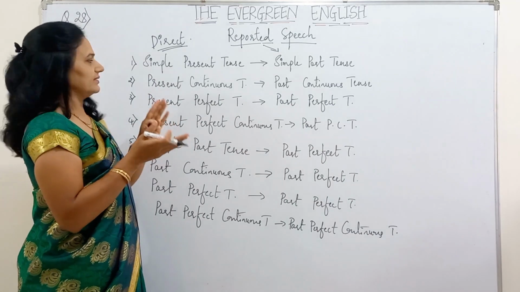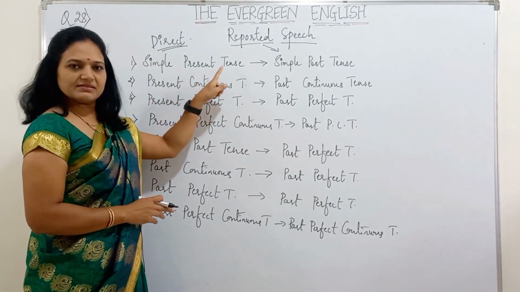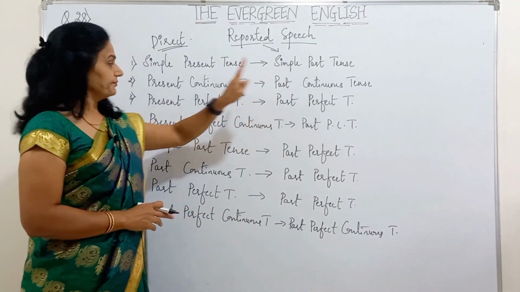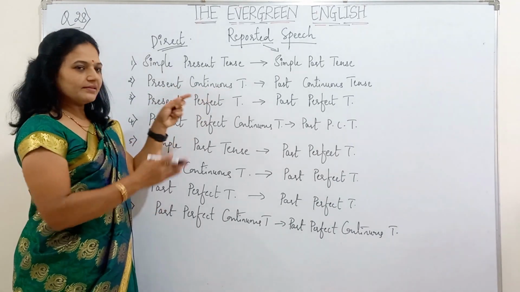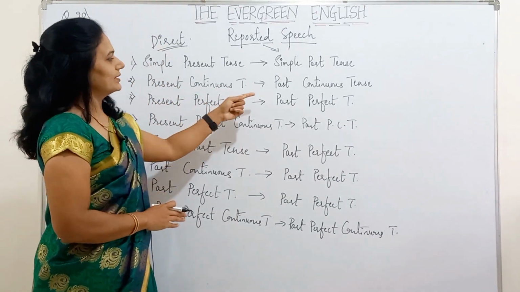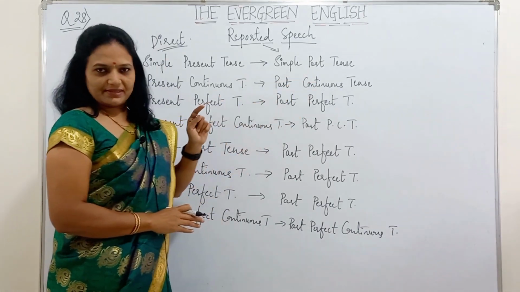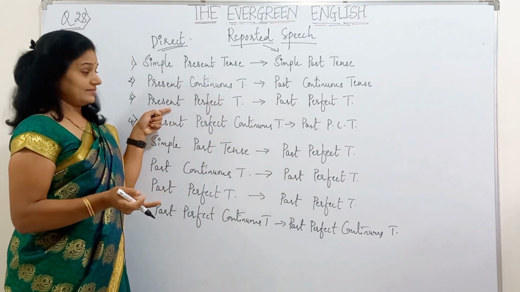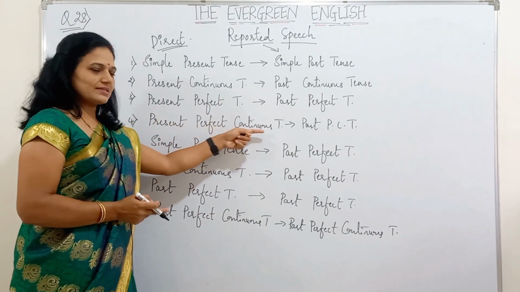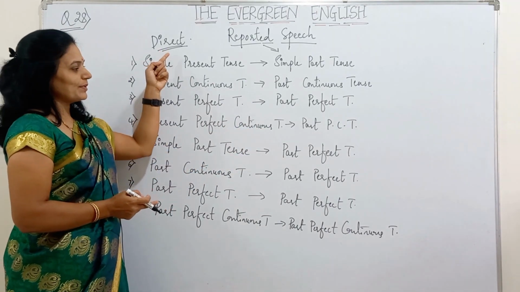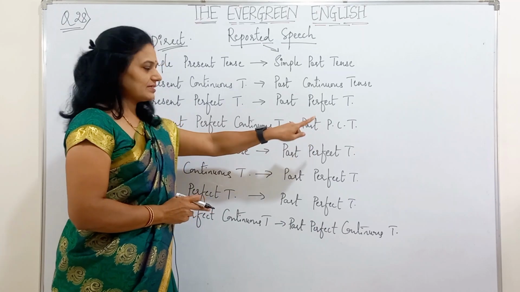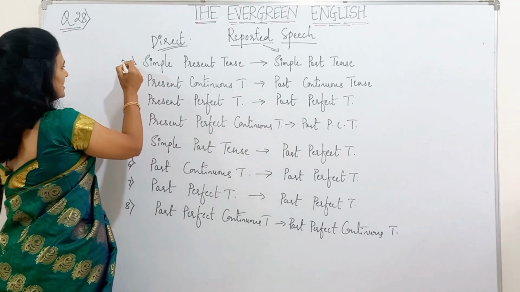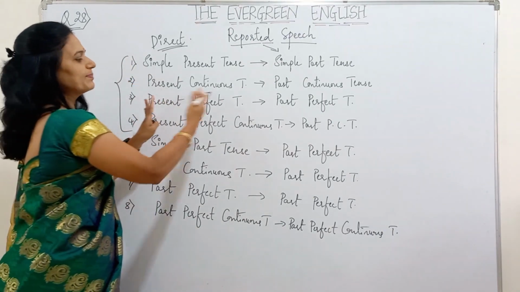If the sentence given in direct speech is simple present tense, it changes to simple past tense in reported speech. A present continuous tense sentence in direct speech changes to past continuous tense. Present perfect tense changes to past perfect tense. Present perfect continuous tense sentences in direct speech change to past perfect continuous tense. These first 4 are the respective past tenses.